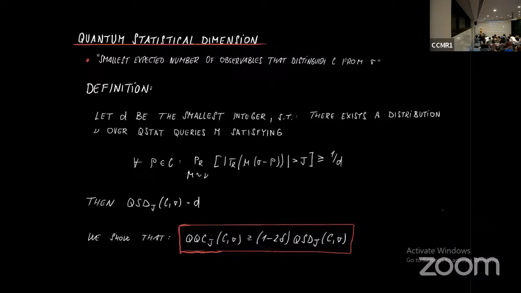What remains is to define an analog of the combinatorial parameter that Feldman defines for statistical query learning, which is the quantum statistical dimension. Roughly, you should understand it as the smallest expected number of observables that can distinguish the concept class C from some reference state sigma in the many versus one decision task.